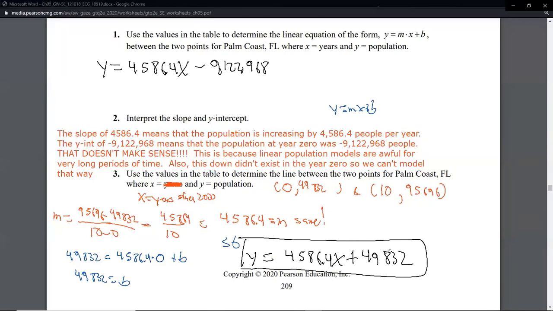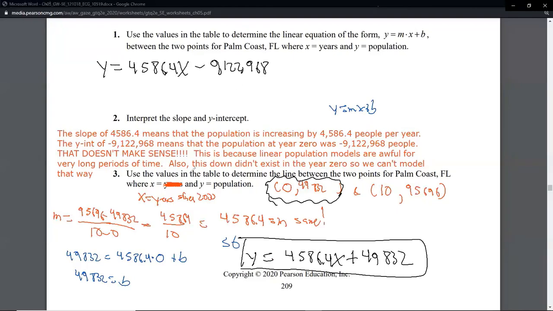You know what's awesome about this model? The interpretation of the initial value makes complete sense. This does not say at year 0 the population was 49,832. This says 0 years since 2000 the population was 49832. Which makes complete sense because look at this, it's exactly what we were told. So that y-intercept makes much, much, much more sense. And I'm about to write those interpretations.